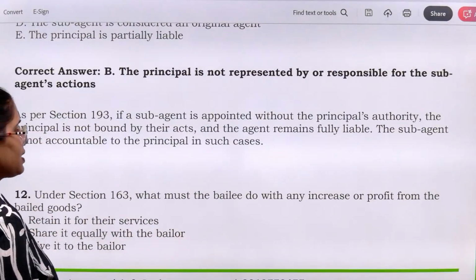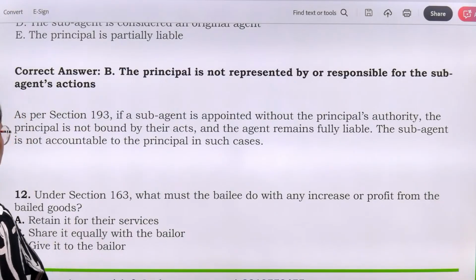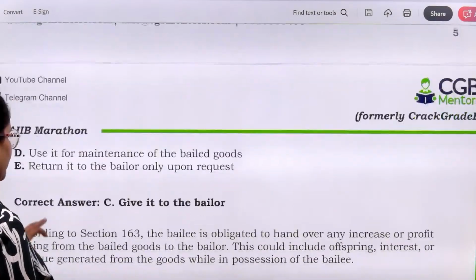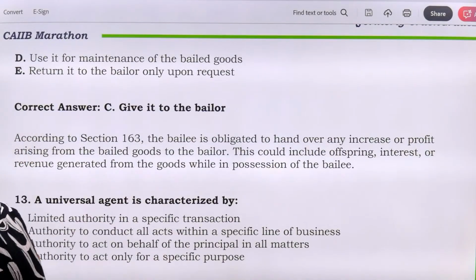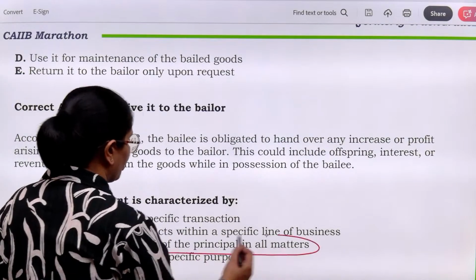Now, under section 163, what must the bailee do with an increase or profit of the bailed goods? That we have already seen, give it to the bailer. A universal agent is characterized by how? Authority to act on behalf of the principal in all matters.